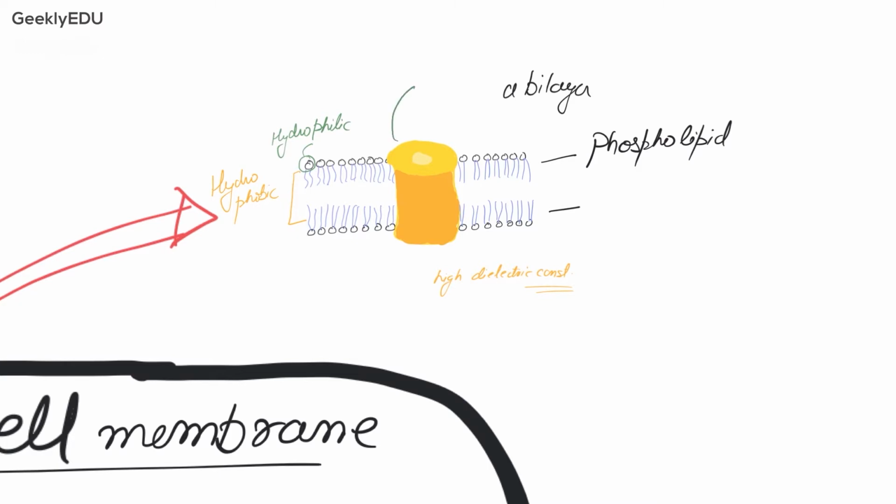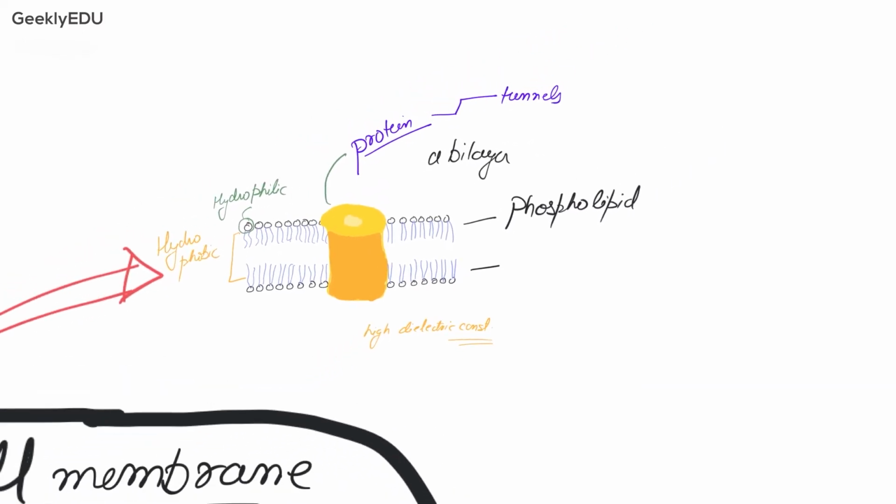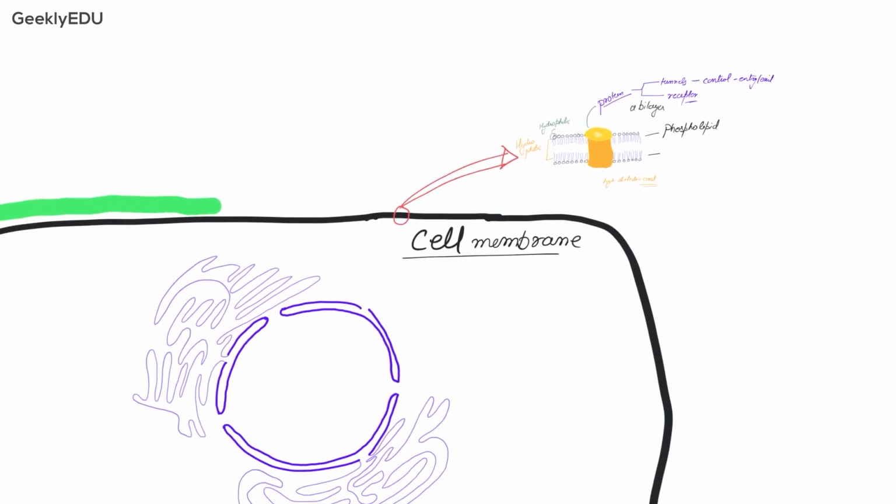Now, there also exist in the phospholipid bilayer protein tunnels. So what are these structures? They are protein tunnels. Now, these proteins can do several jobs. Some of the proteins can form tunnels like this one, and by forming a tunnel, they can control the entry or exit of substances, or they can also form receptors and provide identity to the cells, right? So this is a cell membrane.